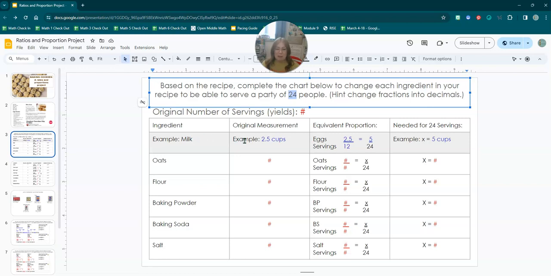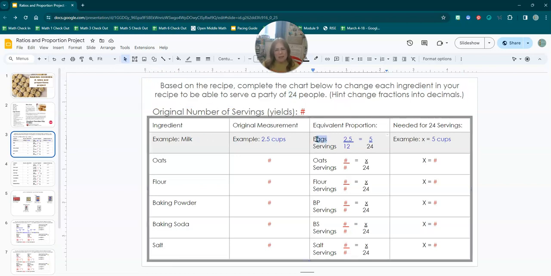So if we needed milk, and that says eggs, that's fun. And again, milk, we need 2.5 cups originally in the recipe. And normally I can serve 12 people. If I'm trying to make 24, from here to here, I times it by 2. So I times this by 2. Here's my total. So think about how many does this recipe serve? So this is just an example.